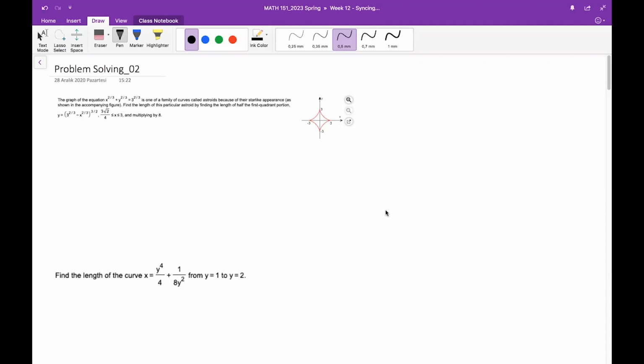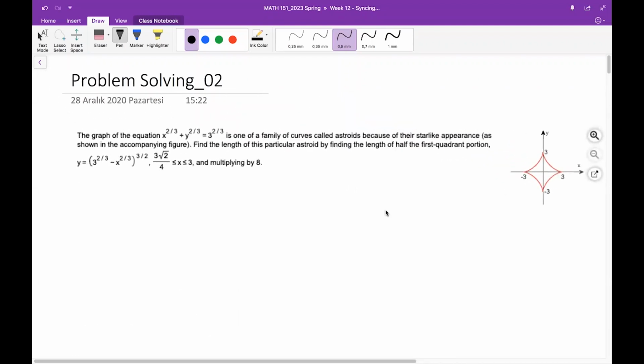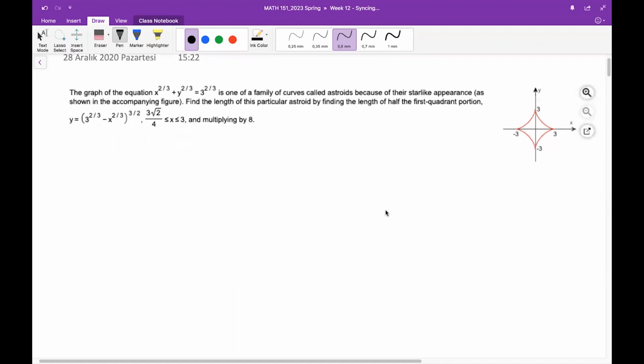Everyone, this is problem solving week 12, and we will be covering how to compute lengths of curves, how to compute surface areas, and then we will talk about integration by parts at the last part. So look at the first example, which is about computing lengths of a given curve.